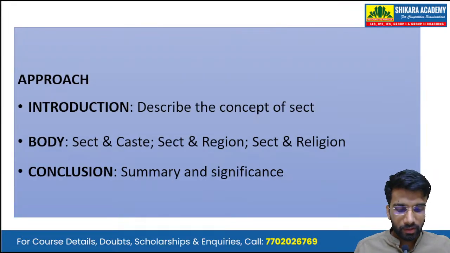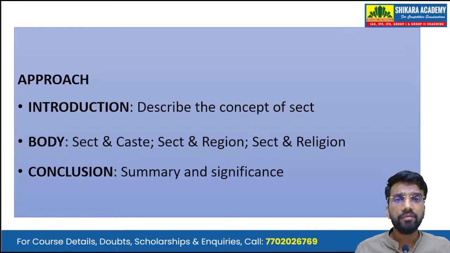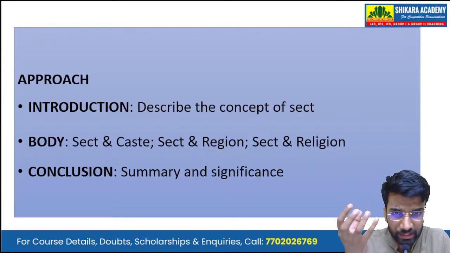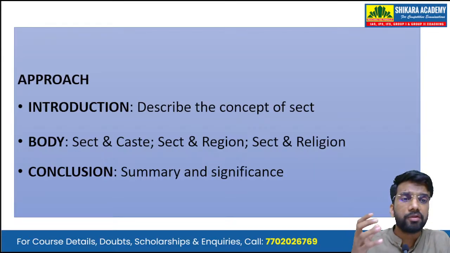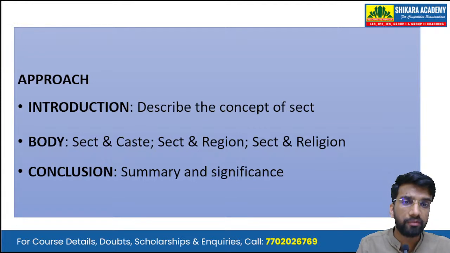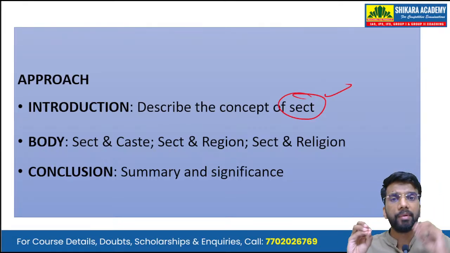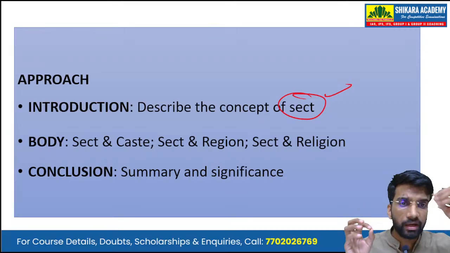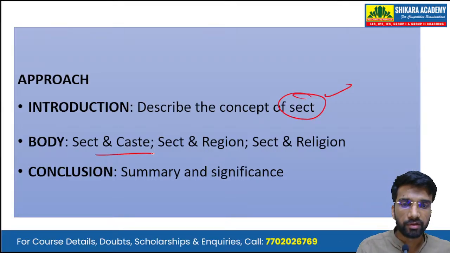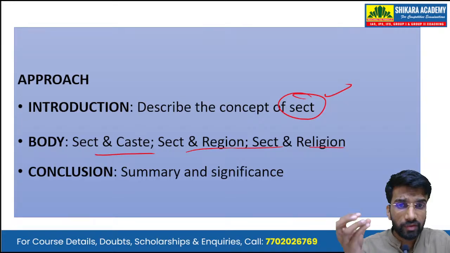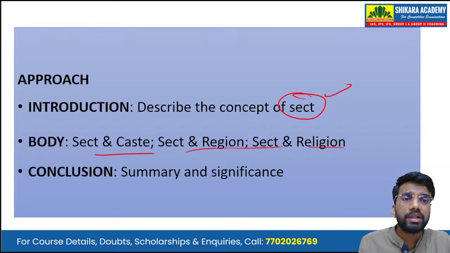So in the approach of this answer, in the introduction we describe the concept of sect. Because the question is talking about sects in caste, region, and religion, we have to first define what a sect is. Then in the body of the answer we'll address the demand of the question by writing about sect and caste, sect and region, and sect and religion. And then in the conclusion we'll summarize the answer and also write the significance of the sects.